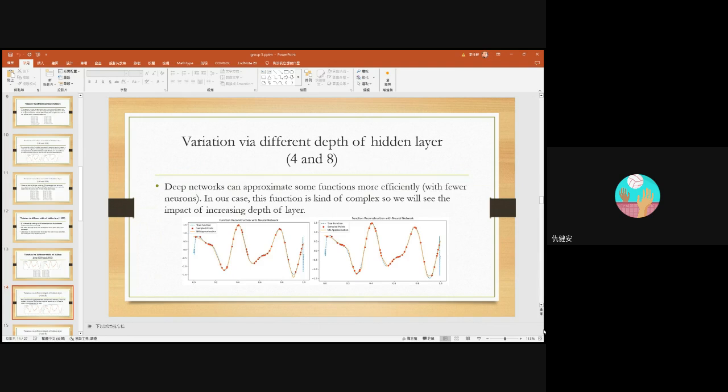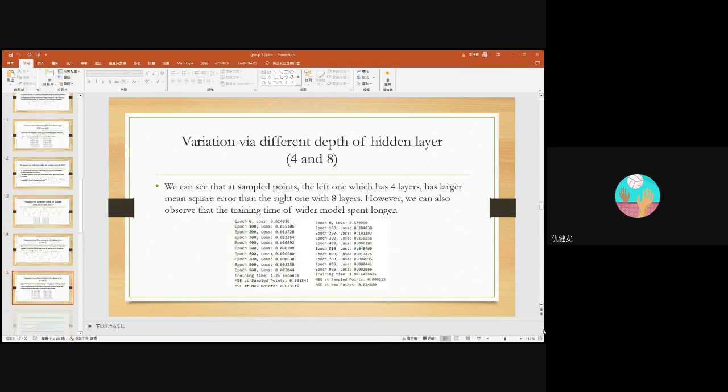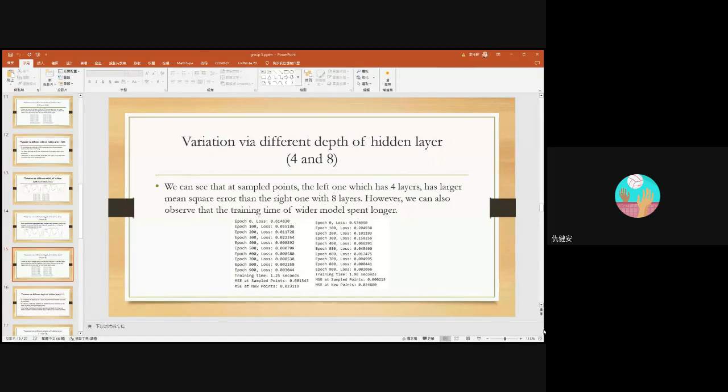We investigate the impact of network depth, and we use 4 and 8 layers here. Theoretically, deeper networks can approximate complex functions more efficiently. In our experiment, increasing the depth from 4 to 8 layers significantly reduces the error. Next page. And here's the comparison. The 8-layer model demonstrates superior accuracy compared to the 4-layer network. Although increased depth also extends training time, the gain in precision makes it worthwhile.